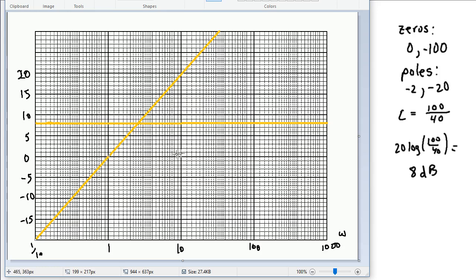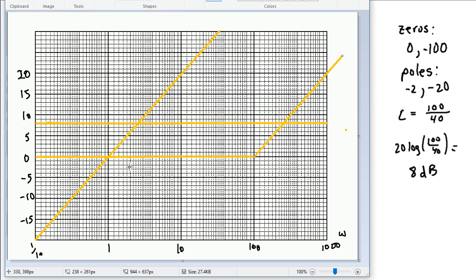For the zero term at 100, recall I'm 0 for all frequencies less than 100. It's going to look like that. And the zero term is in the numerator, so I go up 20 dB for every decade there. So this would go on forever. And then I've got the two pole terms to deal with.